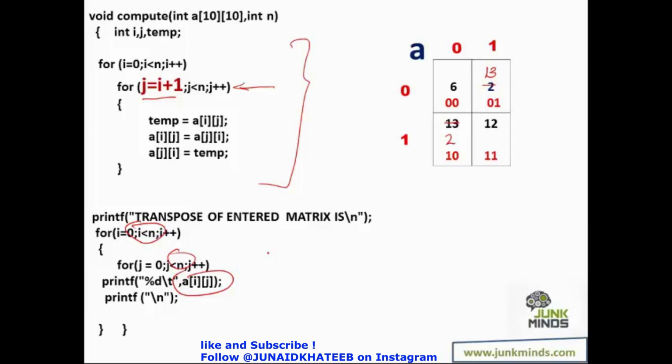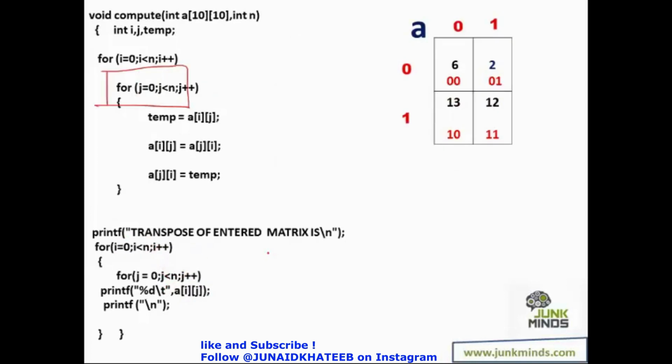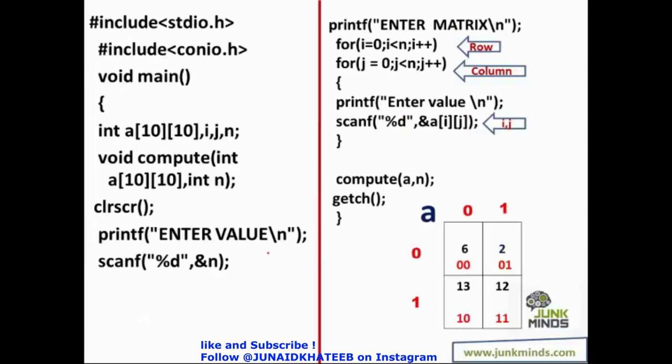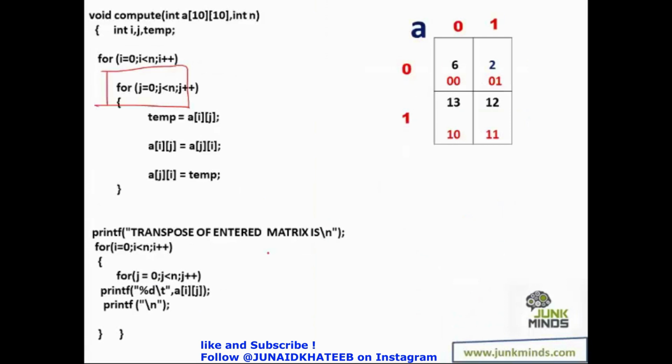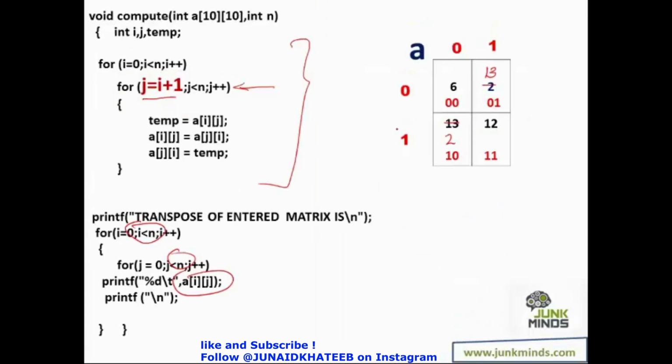So what have we done? We've read the matrix over here, right? We've read this matrix over here. We've passed it to the compute function. Compute function has calculated the transpose, and the compute function has also displayed the final result. So that is the program for generating the transpose of a square matrix.